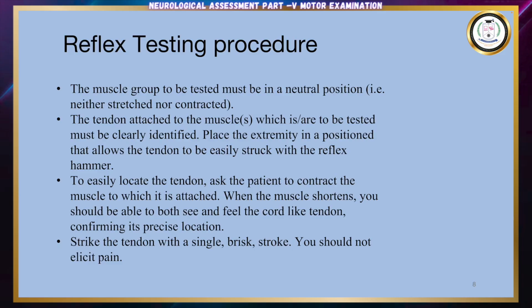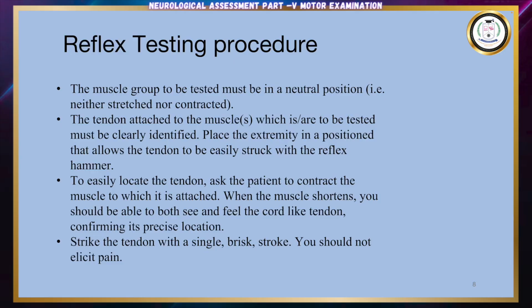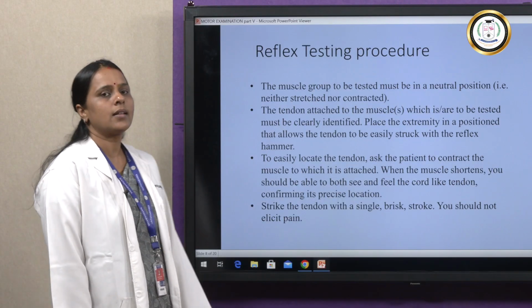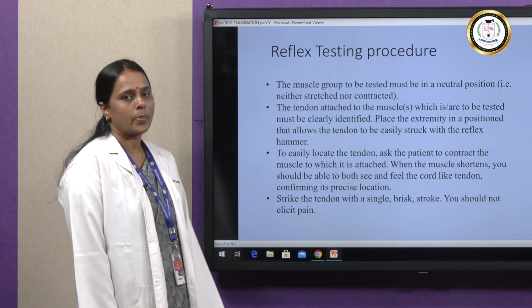Now what is the procedure for testing the reflex? Again, the muscle group to be tested must be in a neutral position. The tendon attached to the muscle which is to be tested must be identified clearly and it should be exposed. Place the extremity in a position that allows the tendon to be easily struck with the reflex hammer. To easily locate the tendon, ask the patient to contract the muscle to which it is attached, and then the tendon is struck with a single brisk stroke. There should not be any pain.